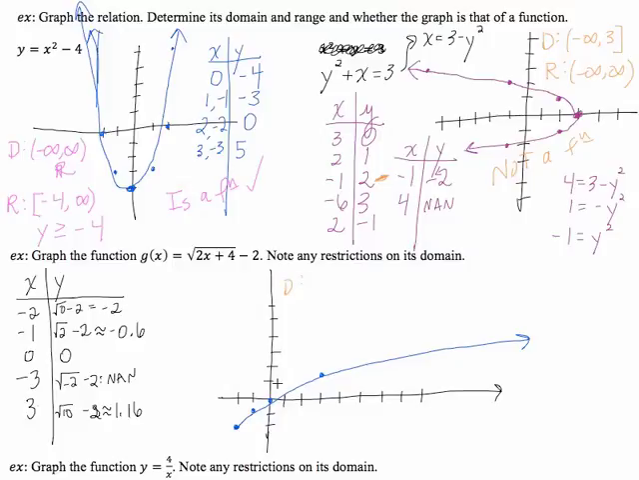So for the domain, the smallest x value I have is right here at negative 2. And then the x is going out forever to infinity. For the range, the smallest y value I have is right there, also at negative 2. And it does go up forever. It looks like it flattens off, but it really doesn't. It keeps going up. And yes, it definitely passes the vertical line test here. So that is a function.